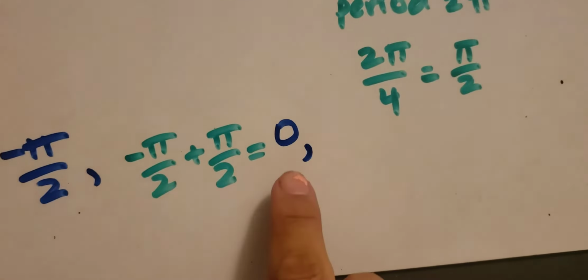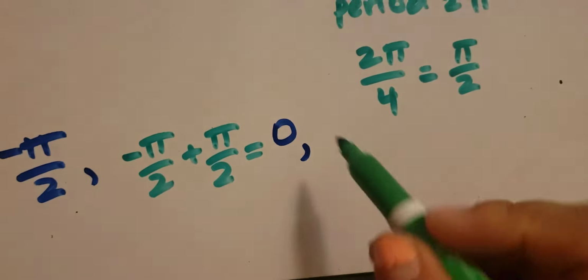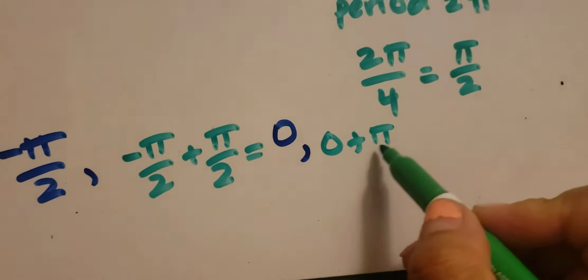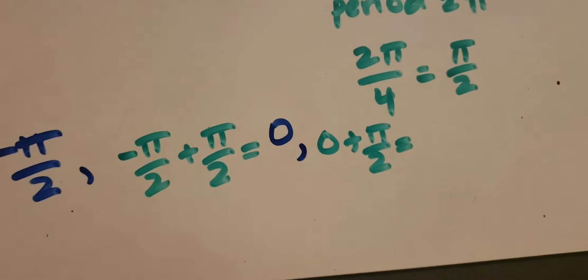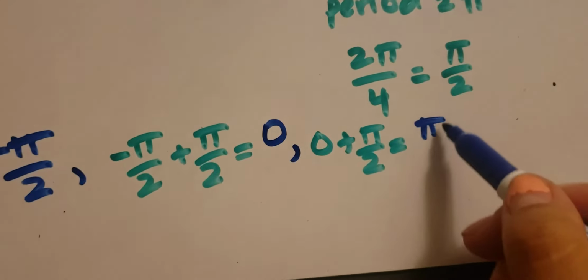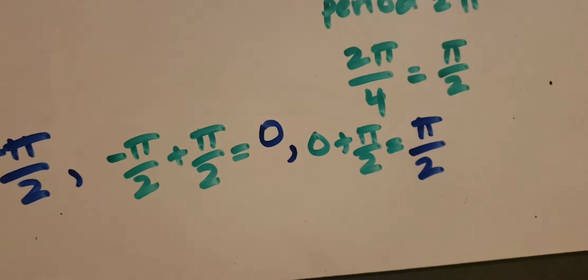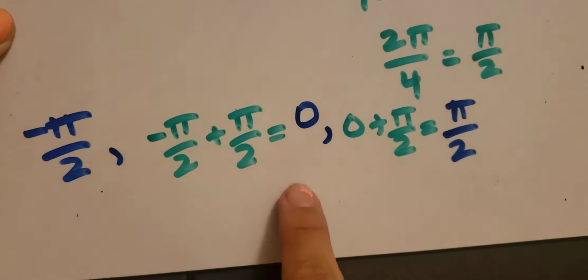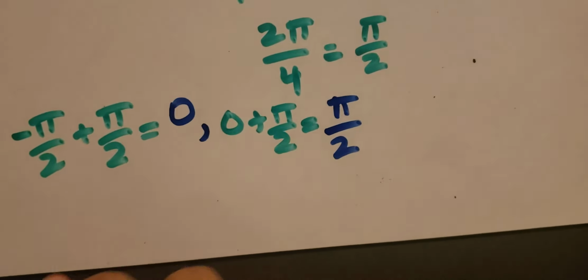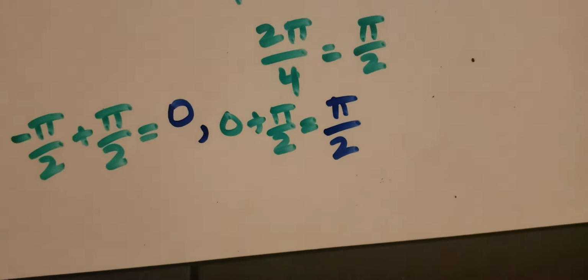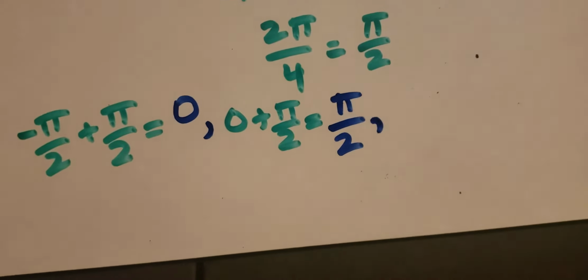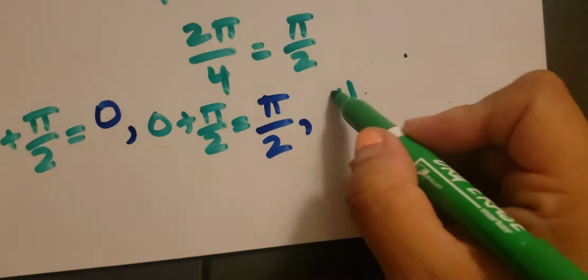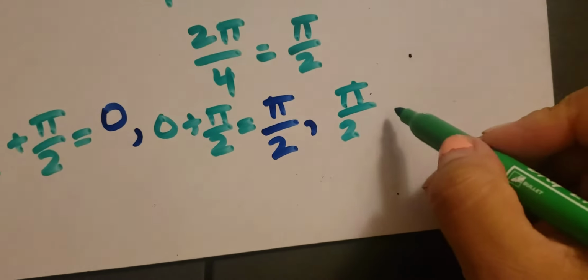Now, take 0 and add pi over 2. Okay. Obviously, for some of these, you can do mental math. You don't need a calculator or even work this out, but I'm just showing you. So we get negative pi over 2, 0, pi over 2. And now our next value, we're going to do the same thing. So now we're going to take pi over 2 and add pi over 2.